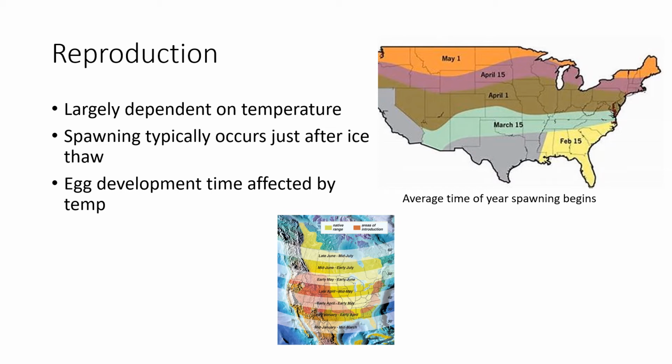In more southern latitudes, spawning begins when water temps get around 8 to 10 degrees Celsius. It should be noted that cooler water temps have a negative effect on egg development rates, and that those rates increase with the temperature increase. This top image shows average time of year that spawning begins, but it's not perfect because obviously each year is going to be a little different. The bottom image has a more broad range of spawning times for walleye.